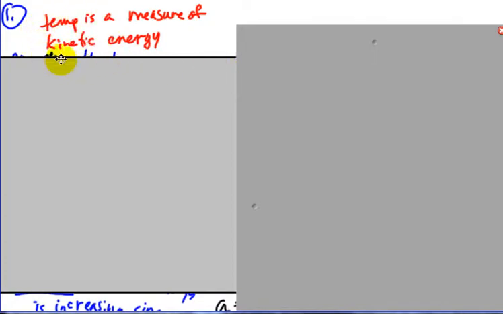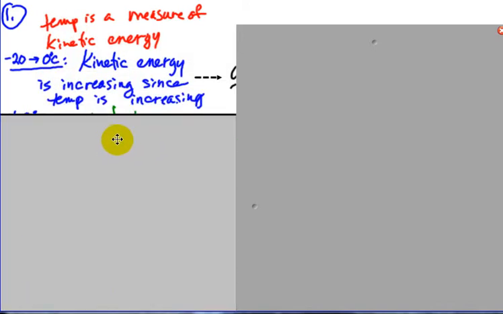Before we do that, just remember that temperature is a measure of kinetic energy. So however fast the molecules are moving and the energy involved with that, that is temperature. So a change in energy is indicated by a change in temperature. So the first part of that graph, going from -20 to 0, since the temperature is increasing, that must mean kinetic energy is increasing as well, since the temperature is moving.